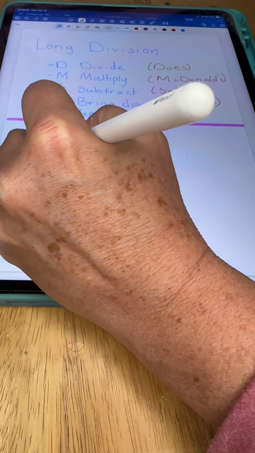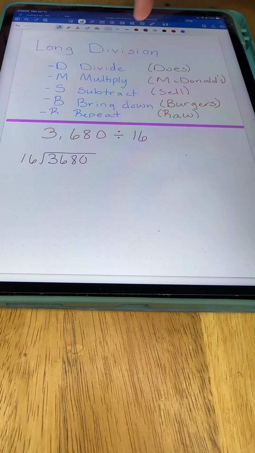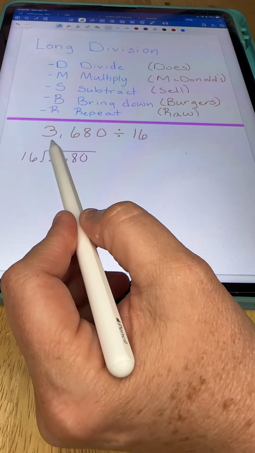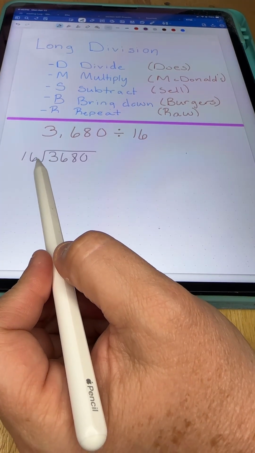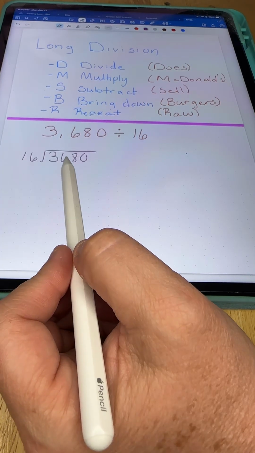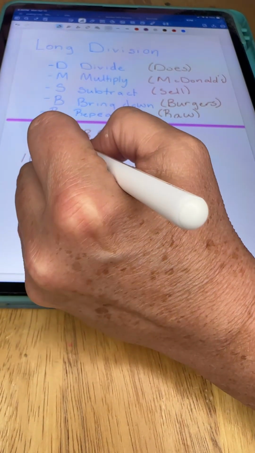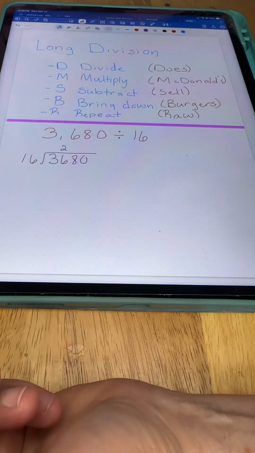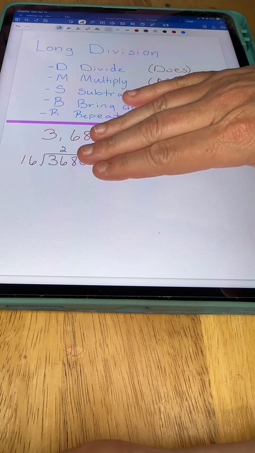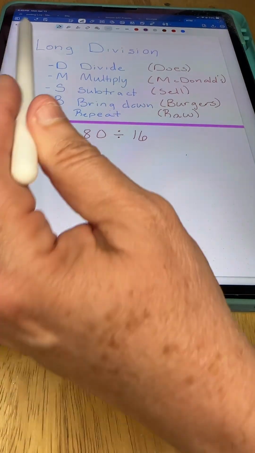So let's look. We are going to write our problem, 3,680 divided by 16. And we are going to start by dividing. So we're going to look, does 16 go into 3? No. So some people will put a 0 here as a placeholder. I usually just tell my kids to just go on to the next number. Does 16 go into 36? Yes, it does. 2 times. So I'm going to make sure that I'm putting my 2 over the 6 because I am actually looking at 36 divided by 16 at that point. Nothing else, okay? So we have divided.